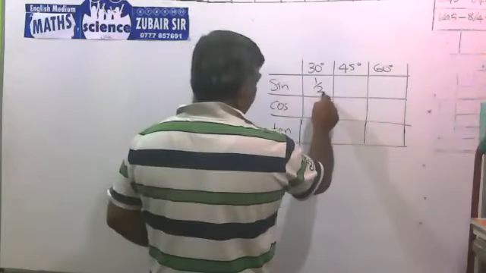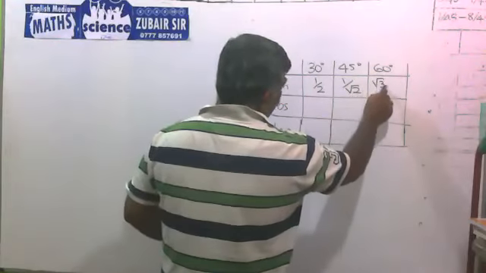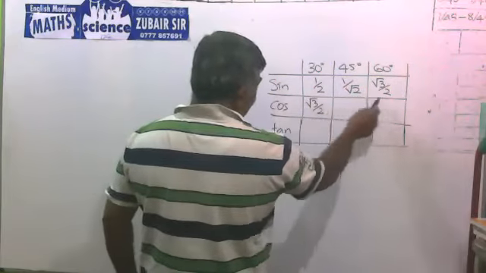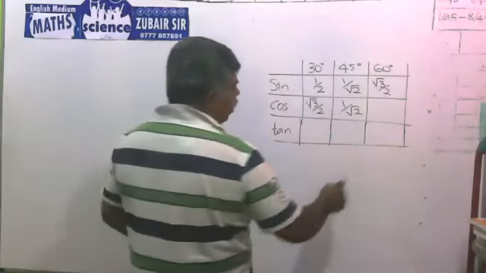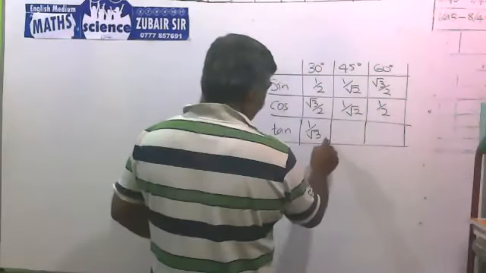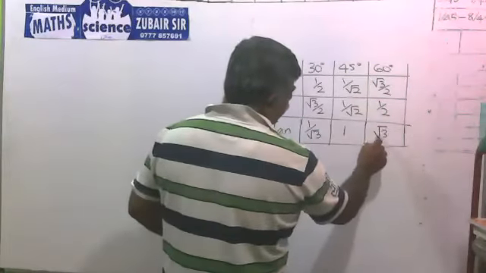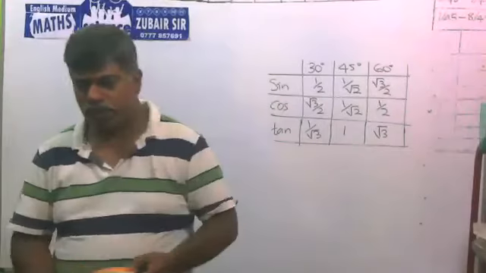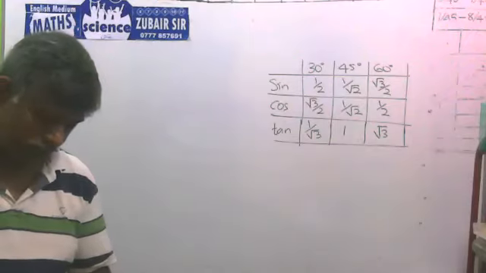Sine 30 is half, sine 45 is 1 over root 2, sine 60 is root 3 over 2. Cos 30 is root 3 over 2, opposite of sine. Then 1 over root 2 for 45, both are same. Then cos 60 is half. Tan 30 is 1 over root 3. Tan 45 is 1. Then tan 60 is root 3. So these are the values for 30, 45 and 60.